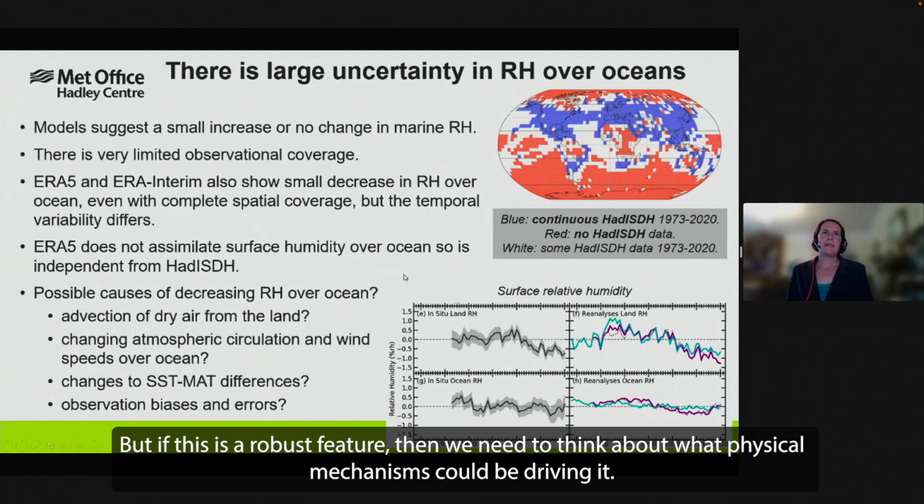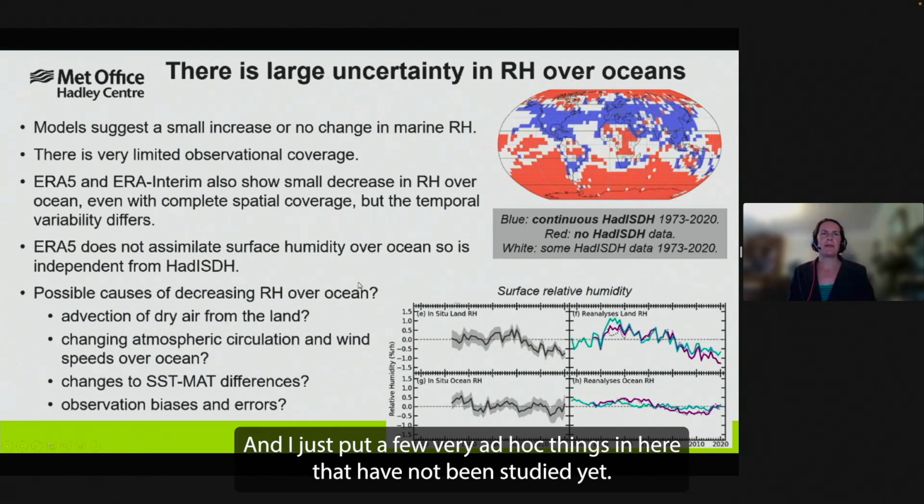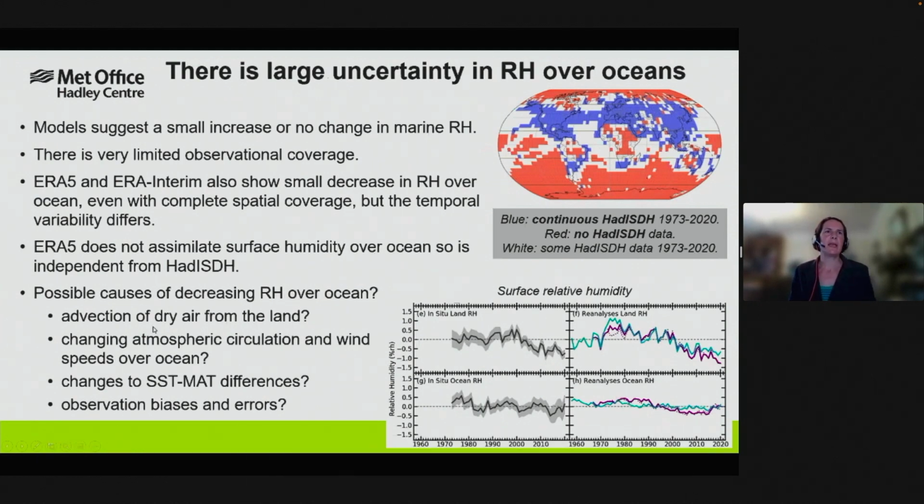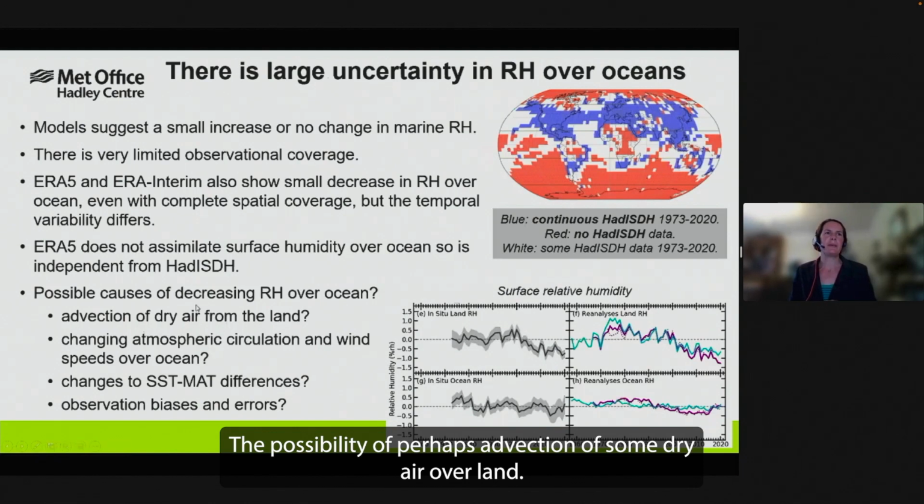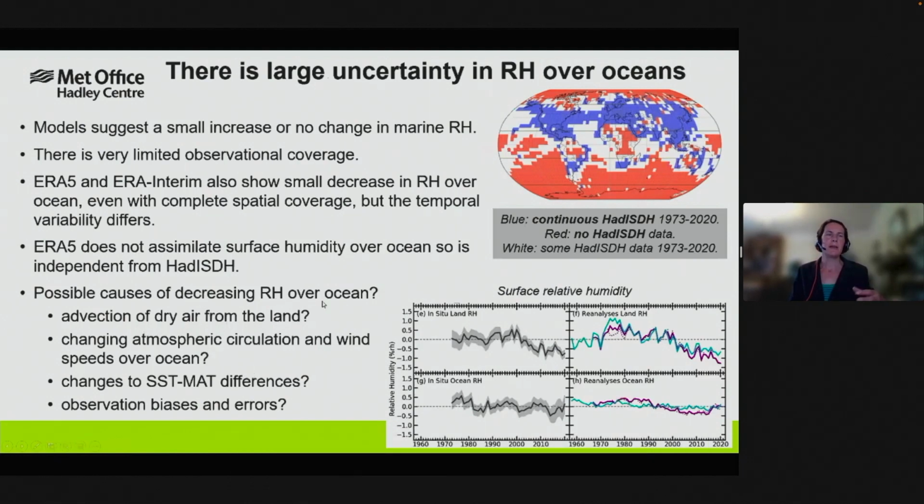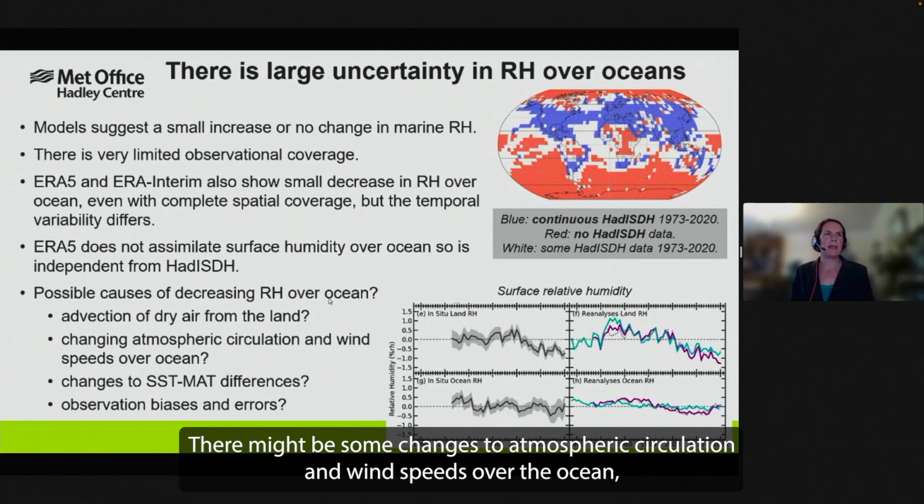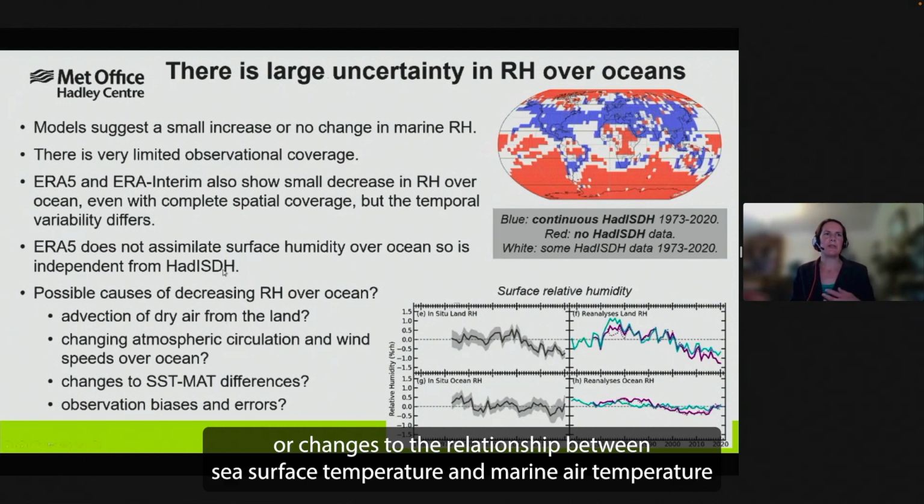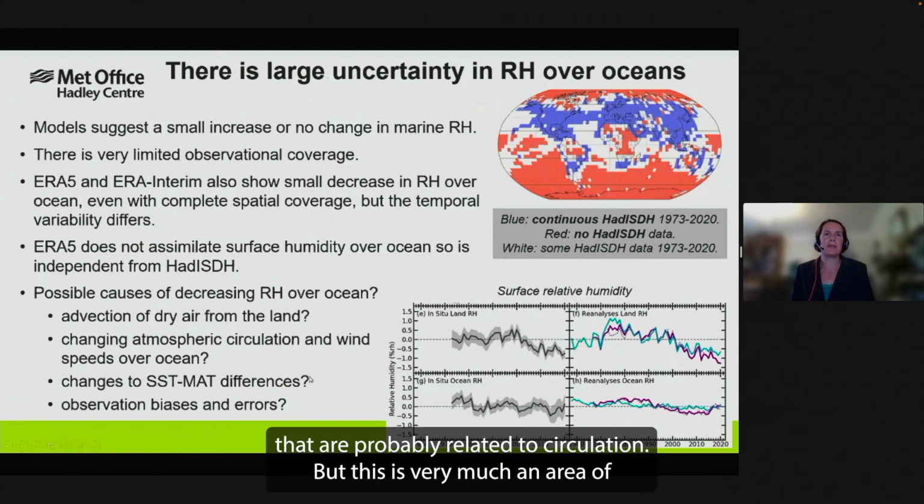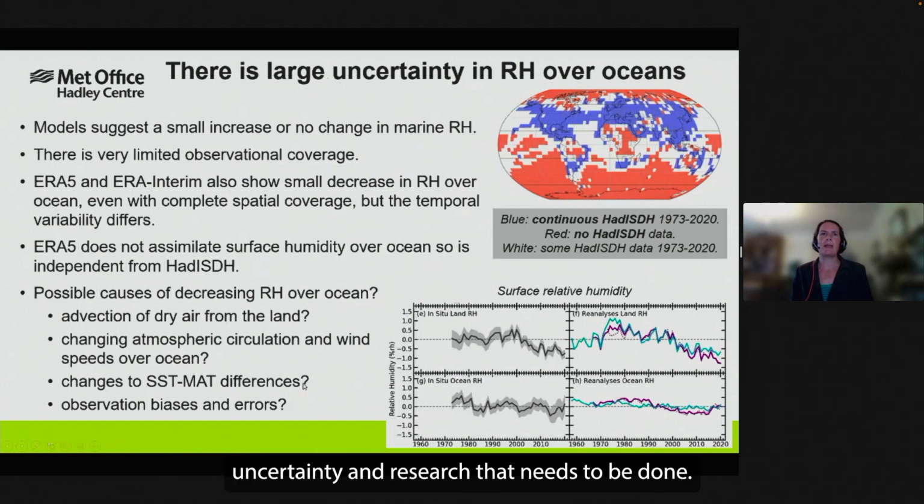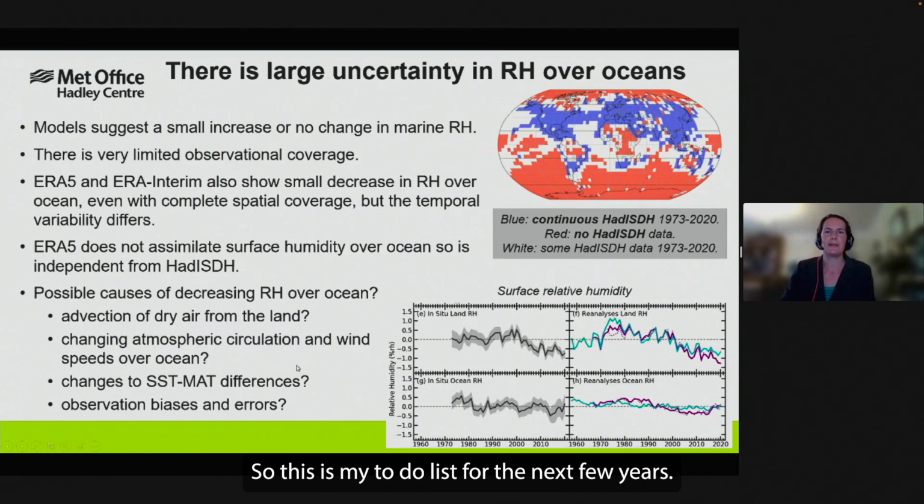But if this is a robust feature, then we need to think about what physical mechanisms could be driving it. I've just put a few very ad hoc things in here that have not been studied yet, but the possibility of perhaps advection of some dry air over land, there might be some changes to atmospheric circulation and wind speeds over the ocean, or changes to the relationship between sea surface temperature and marine air temperature that are probably related to circulation. But this is very much an area of uncertainty and research that needs to be done. So this is my to-do list for the next few years.